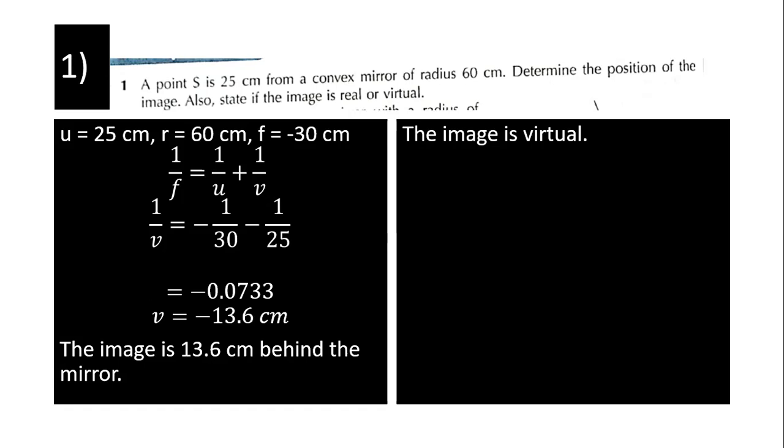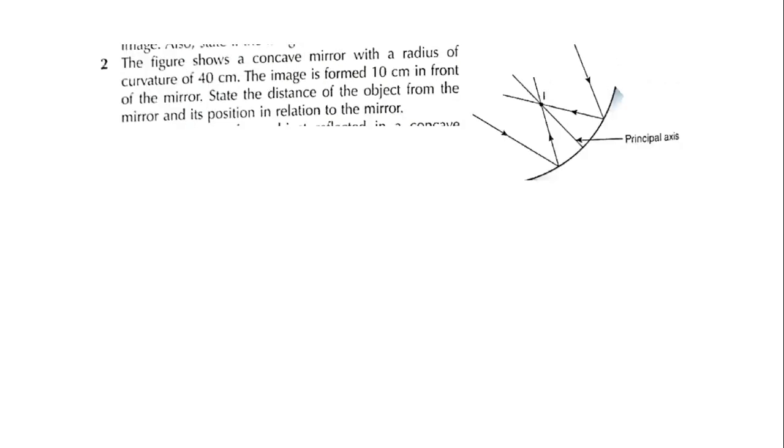Nothing is the problem. We are just using the formula, that's all. If you understand, then you should be able to solve question 2. Okay, try question 2 then. The figure shows a concave mirror with radius of curvature 40 cm. The image is formed 10 cm in front of the mirror. State the distance of the object from the mirror and its position relative to the mirror.